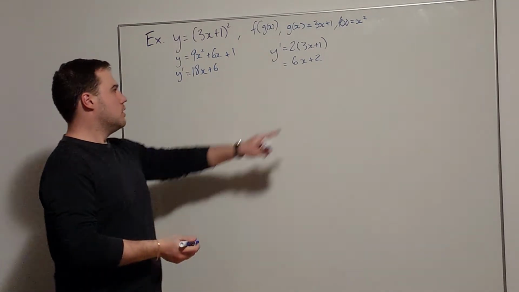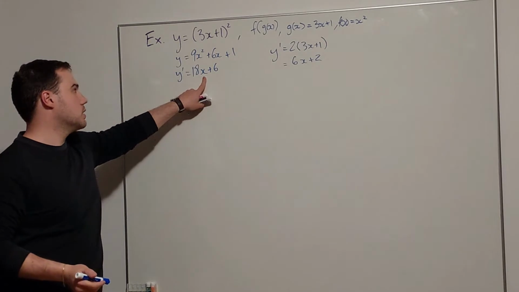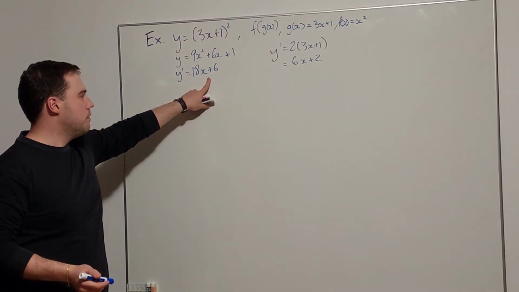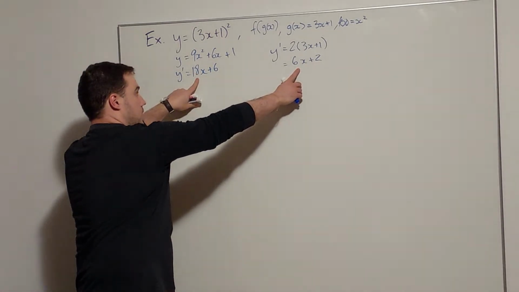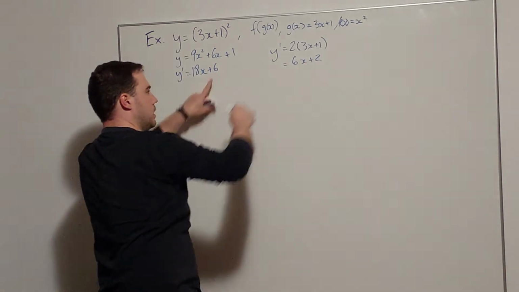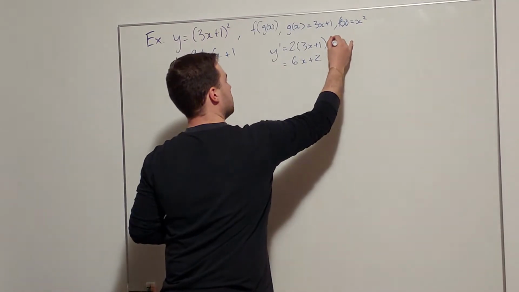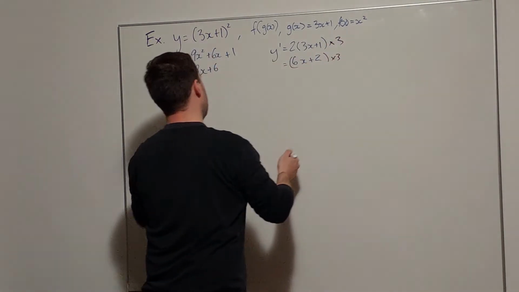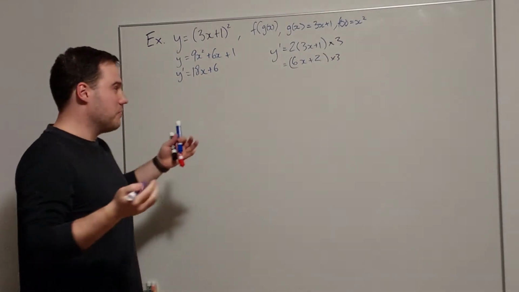How do we go from 6x plus 2 to 18x plus 6? Well, we're missing a factor of 3, right? If we times 6x by 3, we get 18x, and if we multiply 2 by 3, we get 6. So maybe we have to times this by 3, and we would get 18x plus 6. Okay, but then where does 3 magically come from?